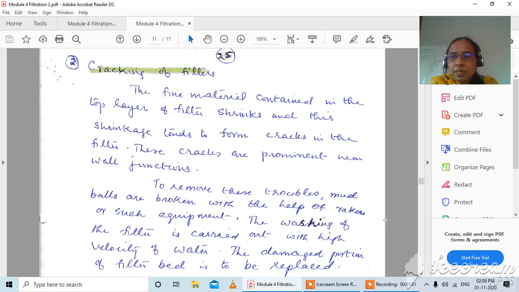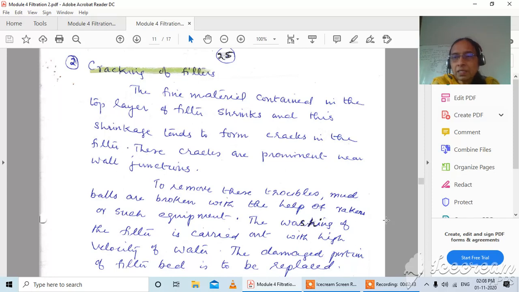And the second type is the cracking of filters. The first one, the mud balls, we can remove easily, and it is a usual phenomenon if the backwashing is not proper. But the second one, the cracking of filters, is a little bit serious because the filter bed is getting cracked. How is it getting cracked?